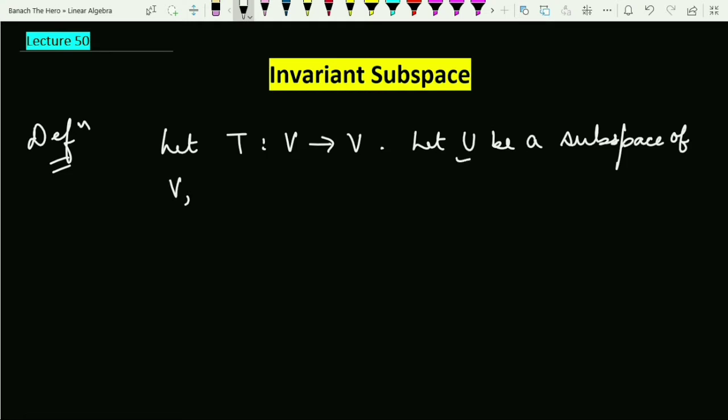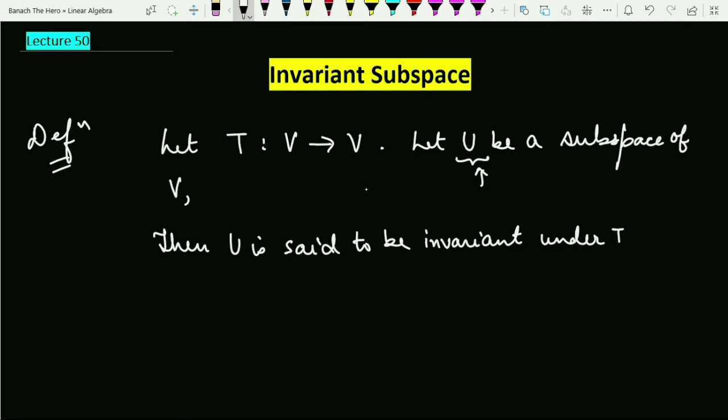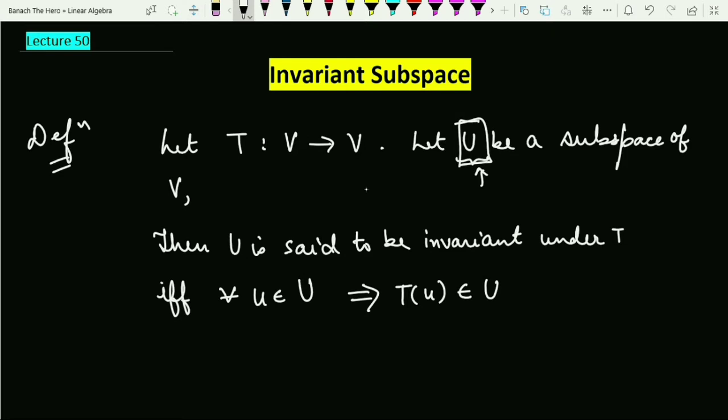Then when can I call this U invariant? Then U is said to be invariant under T if and only if for all u coming from capital U implies T of u also belongs to capital U. So if this condition holds, then I say that this capital U, which is a subspace, is a special kind of subspace known as an invariant subspace.